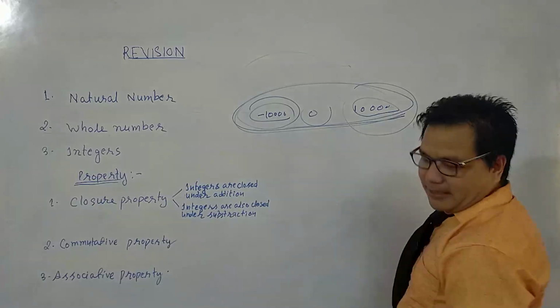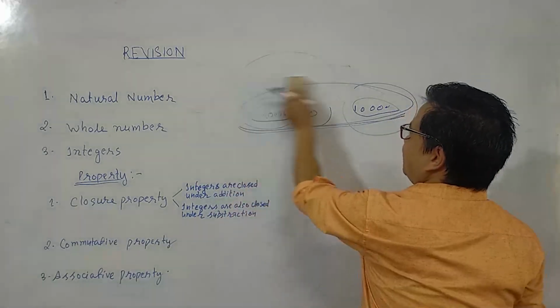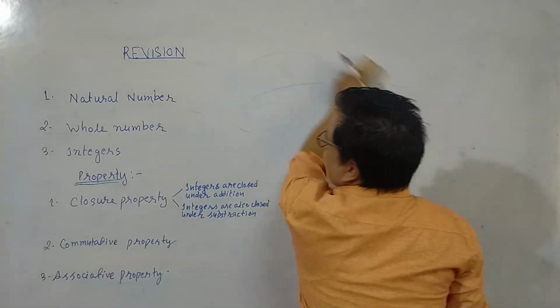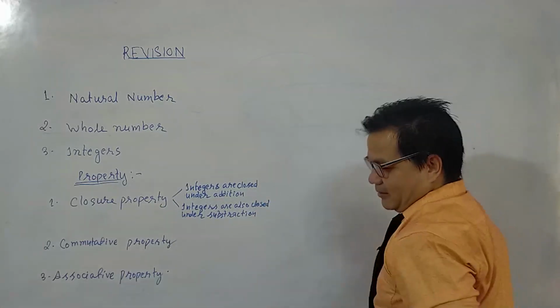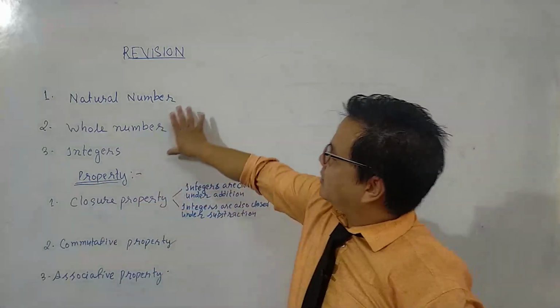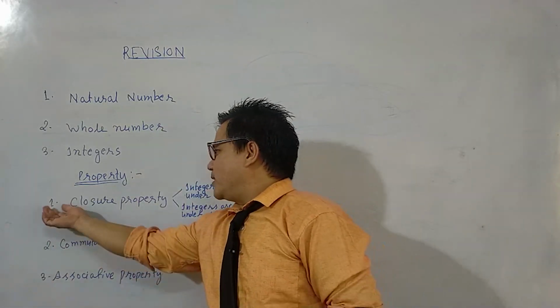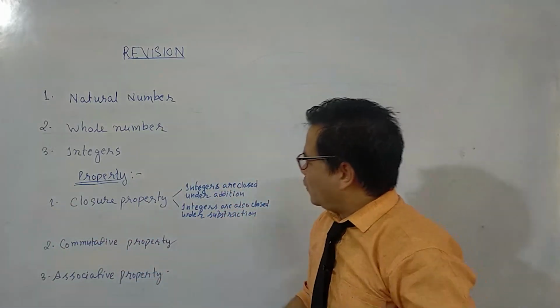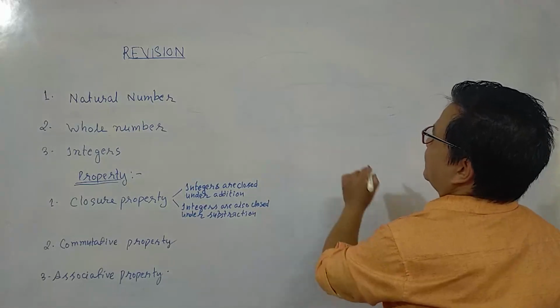Then you can say the integer. Now after integer, then comes properties. We have learned all this. Now, properties. In properties, first of all, closure properties. Suppose in addition, closure.